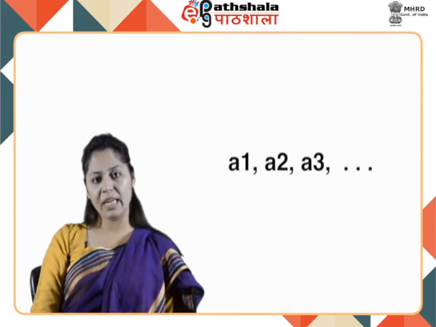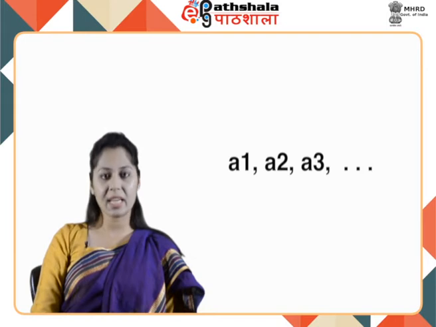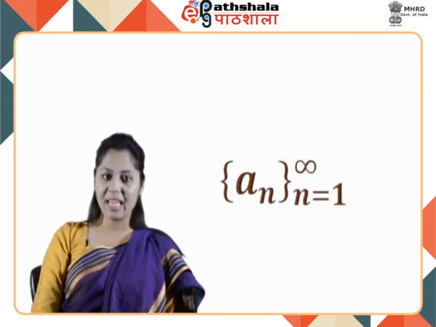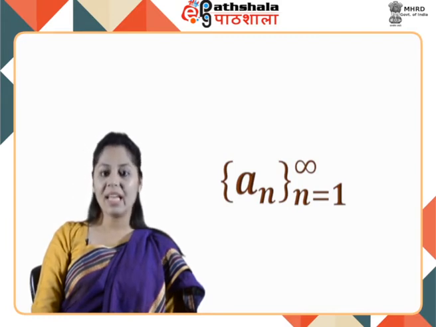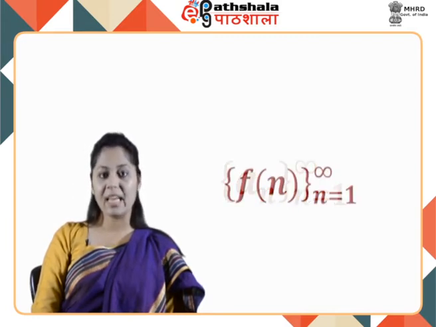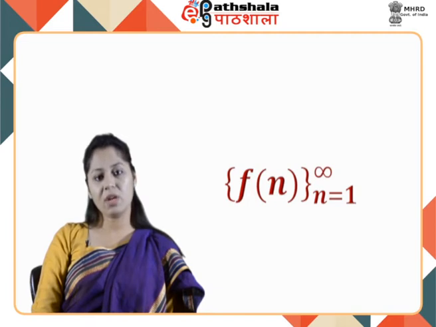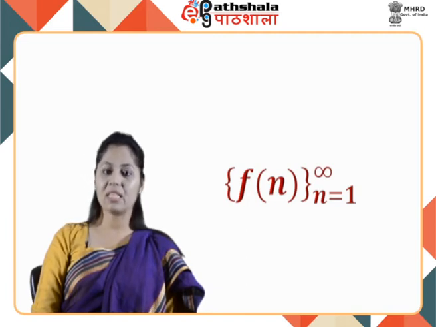Sequences are written in a few different ways, all equivalent. A1, A2, A3, where A1 gives the first term, A2 gives the second, and so on. An, n from 1 to infinity, where an is the nth term, and fn, n from 1 to infinity, where fn gives the nth term.